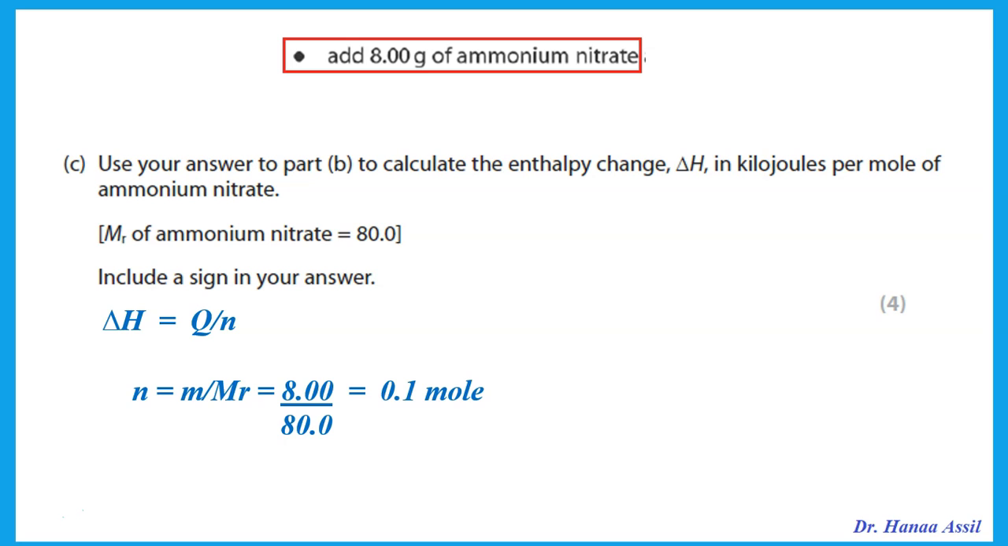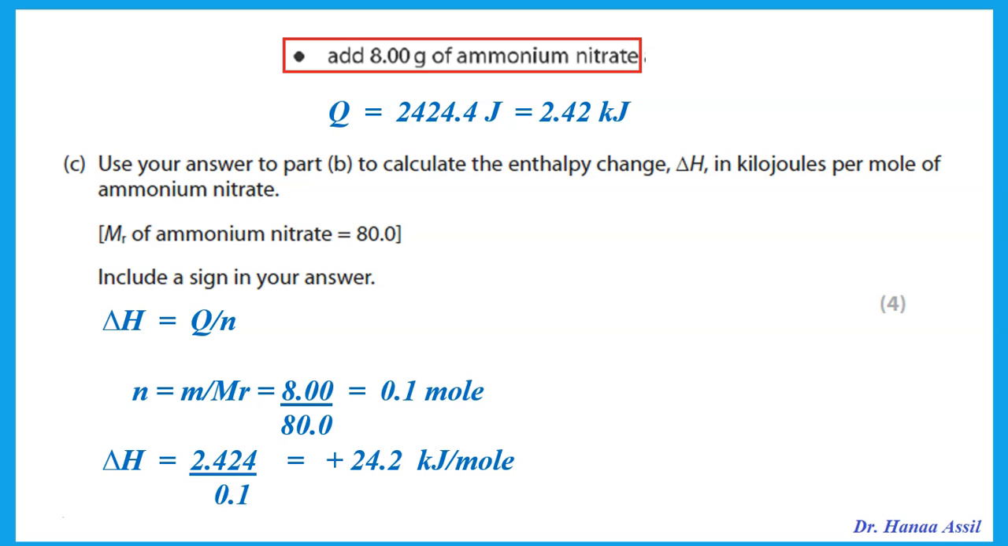And that means I can use the Q that we got, which was 2.42 kilojoule. Remember that Q comes out in joules. Usually we need delta H in kilojoules, so we divide by 1000 and we put that into the equation. Now you have to remember that delta H must have a sign. So is it minus 24 or plus 24? Remember that the temperature went down, and we said that means the reaction is endothermic, and that means the delta H must be a positive sign.